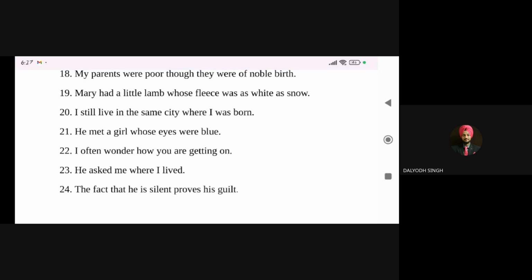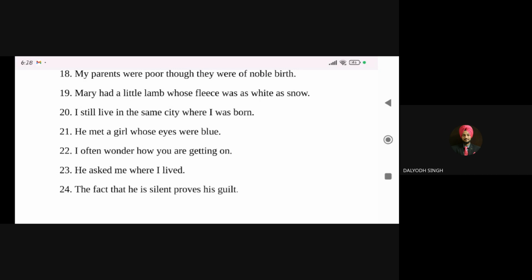Then you have, I often wonder how you are getting on. How you are getting on. And what is this? Adverbial. Why adverbial? Because it's talking about the action of the subject, of the object, right? Is it? I don't know. Where is the object, by the way? What's the object in this sentence? How you are getting on. Yeah, that's your object.